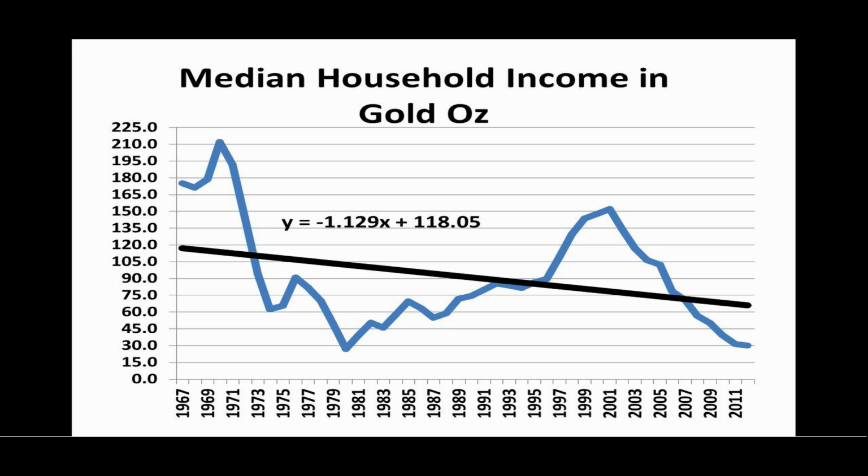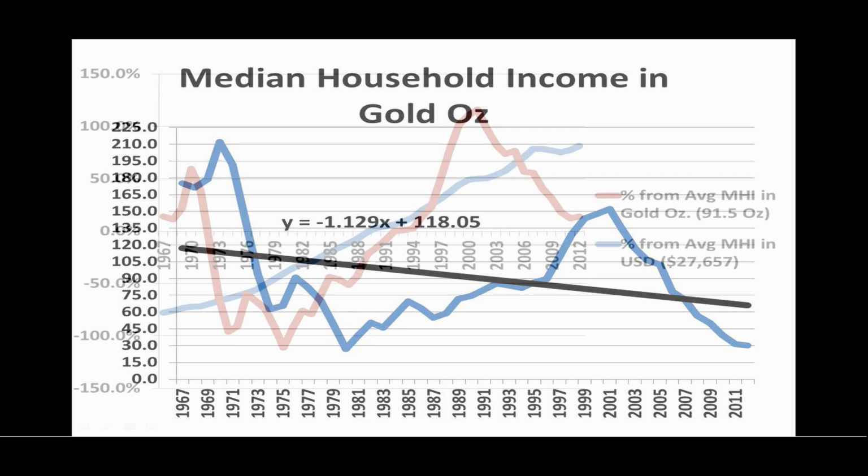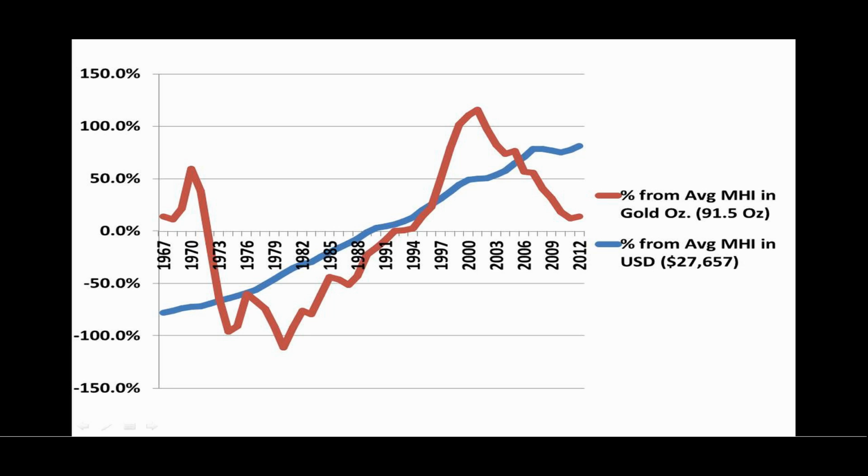So in 1967 you earned 118, right? So the median household in the U.S. was 118 gold ounces in 1967. It was 117 the year after that, 116 the year after that, if we try to describe it in a linear way, which is what we're looking at here with the black line. And this graph here is an extra graph that I did, where I put the two graphs together in the same graph, and to do that I found what the average were for each of the two.